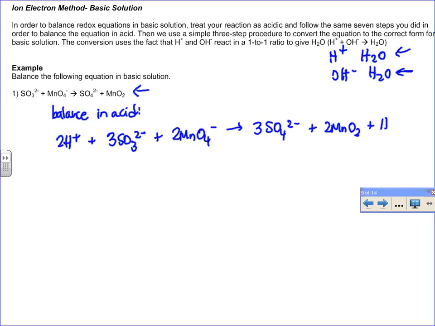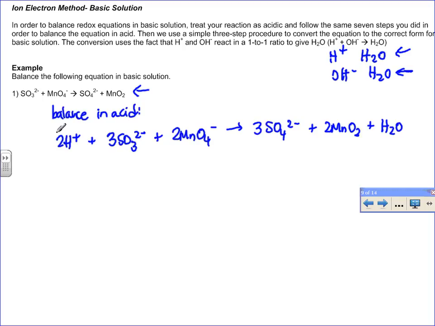MnO2 plus H2O. So if you balance this in acid, following the same steps as we did for the previous example, this would be the reaction. Now what we're going to do is convert this to being in base by using a little bit of chemistry.